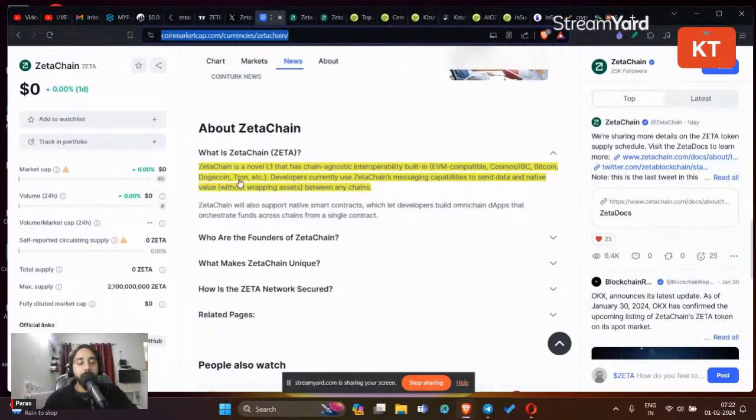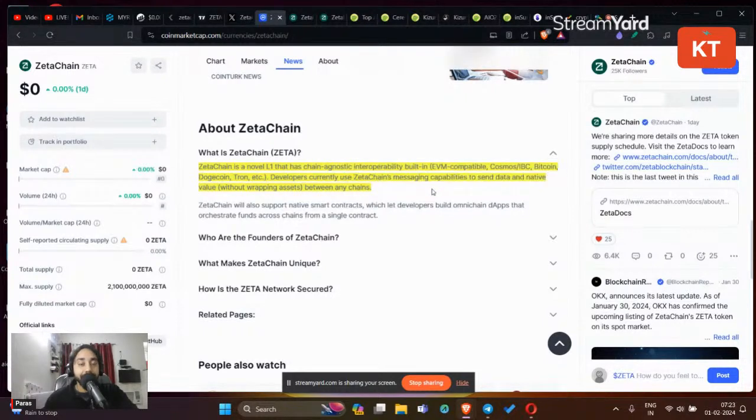So let's read the basic textbook definition of Zeta chain before getting to the tokenomics. So what is Zeta chain? Zeta chain is a novel layer 1 that has chain agnostic interoperability, built-in EVM compatibility, Cosmos IBC, which is the inter-blockchain communication protocol, Bitcoin, Dogecoin, Tron. Developers currently use Zeta chain messaging capabilities to send data and native value.